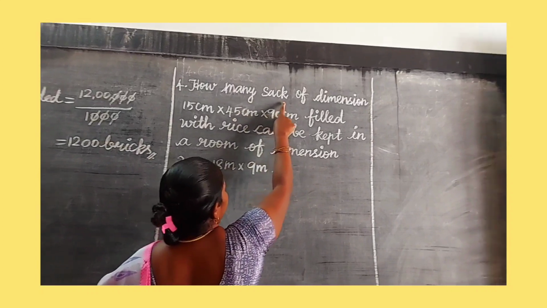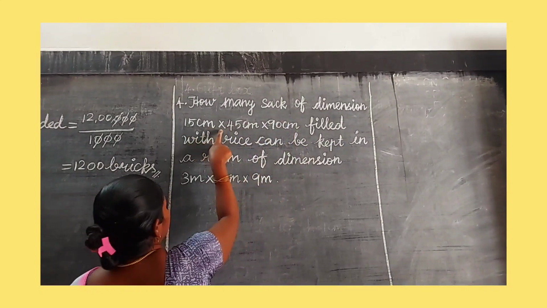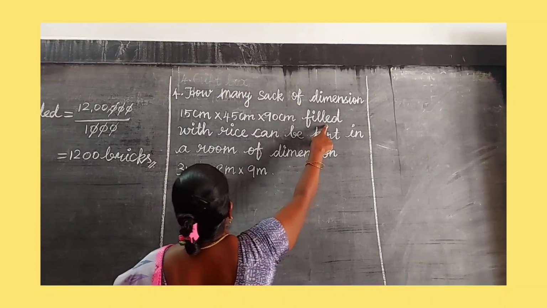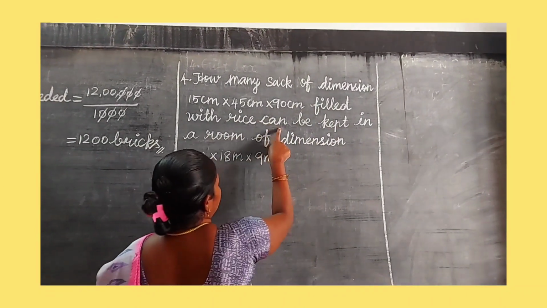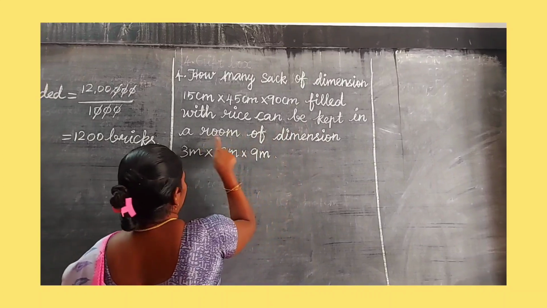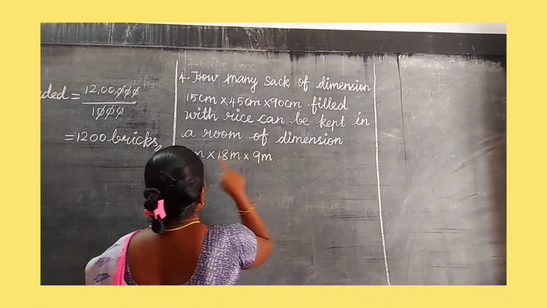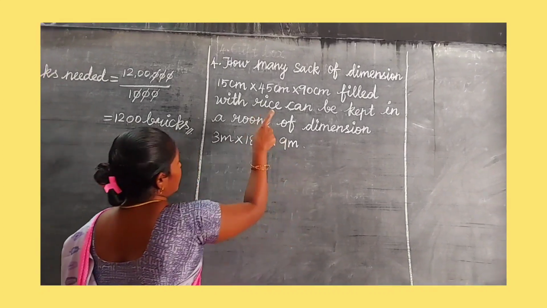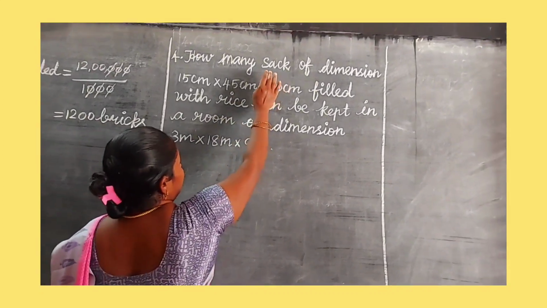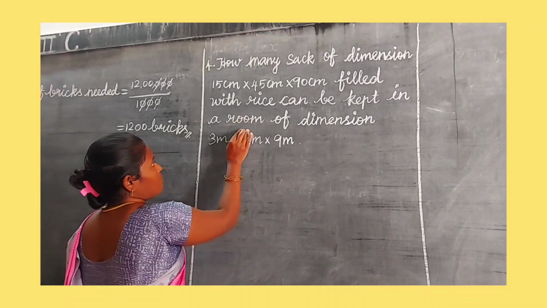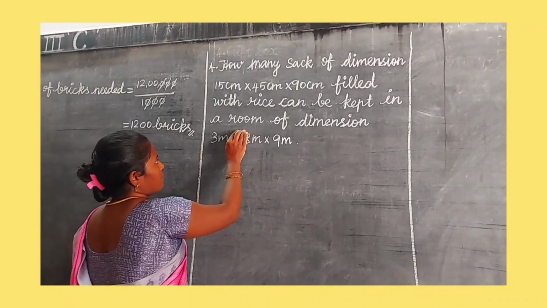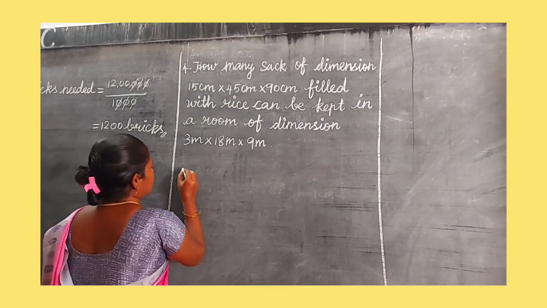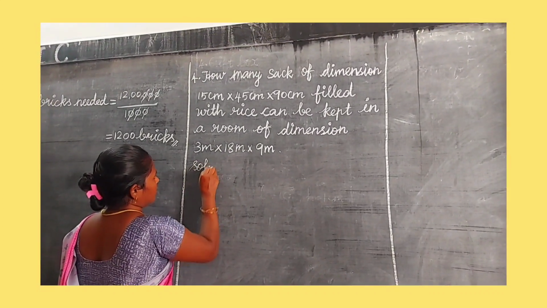How many sacks of dimension 15 cm into 45 cm into 90 cm filled with rice can be kept in a room of dimension 3 meter into 18 meter into 9 meter? So children, first we have to find the volume of the sack, next the volume of the room. Next we have to find the number of sacks. So first we have to write the solution.